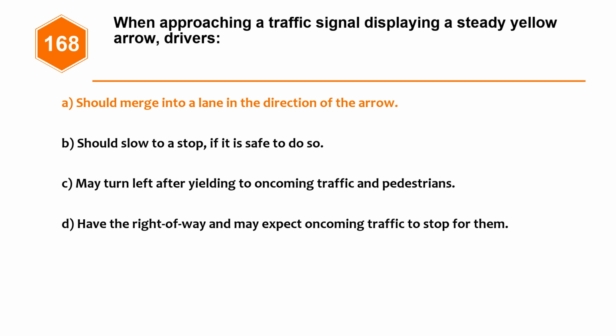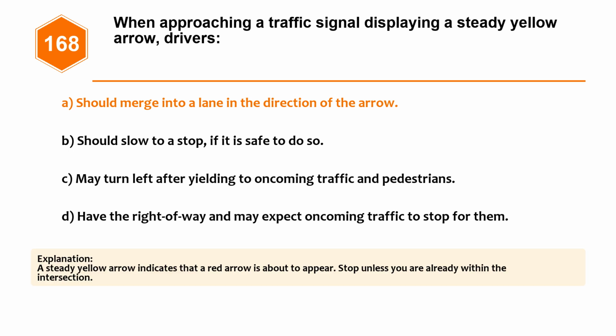The correct answer is option A, should merge into a lane in the direction of the arrow. Explanation. A steady yellow arrow indicates that a red arrow is about to appear. Stop unless you are already within the intersection.